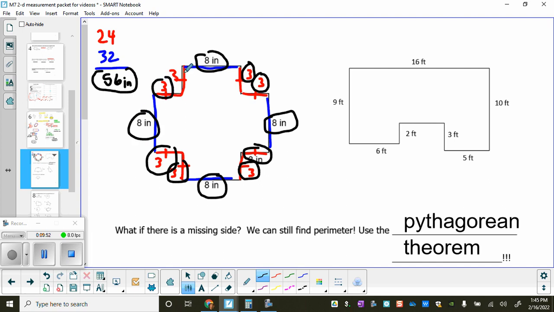51, 52, 53, 54, 55, 56. So no matter how you want to think of it, the distance all the way around this shape is 56 inches.